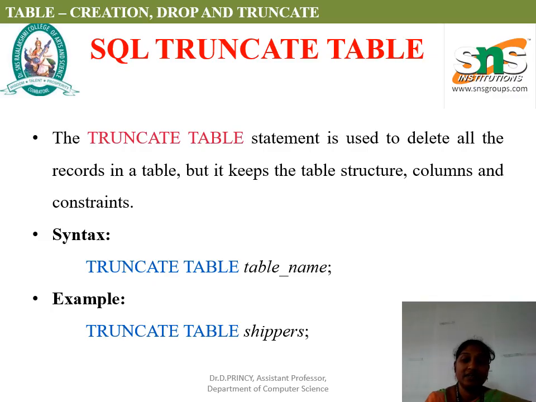Example: truncate table Shippers. The difference between truncate and drop is that truncate deletes only all the records in the table. The structure remains in memory. Drop permanently deletes the entire table.